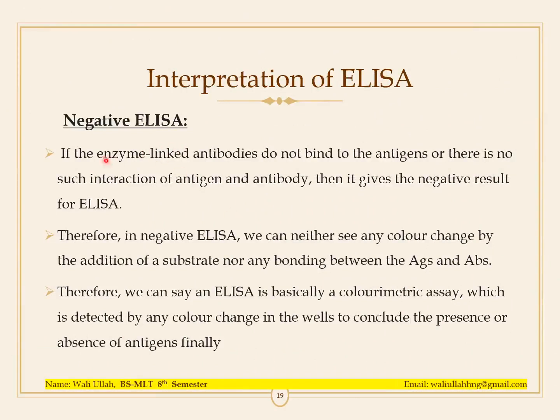Negative ELISA. If the enzyme-linked antibodies do not bind to the antigen or there is no such interaction of antigen and antibody, then it gives a negative result for ELISA. Therefore, in a negative ELISA, we can neither see any color change by the addition of substrate nor any bonding between the antigen and antibodies. Therefore, we can say an ELISA is basically a colorimetric assay, which is detected by any color change in the well to confirm the presence or absence of antigen finally.